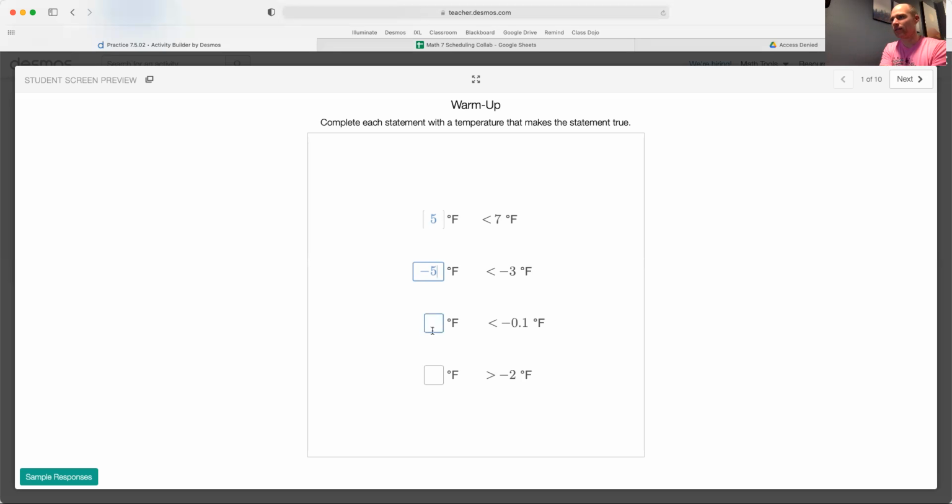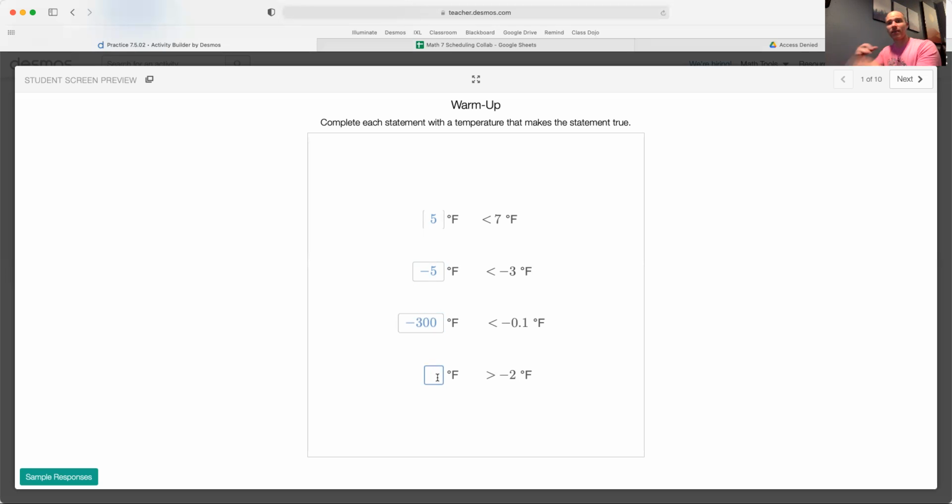All right, and then next, we need something less than -0.1. So that's any negative number whose absolute value, that's the fancy way of saying distance from 0, is greater than 0.1. So you could have -0.2, you could have -300, right? Anything that's further negative than 0.1.